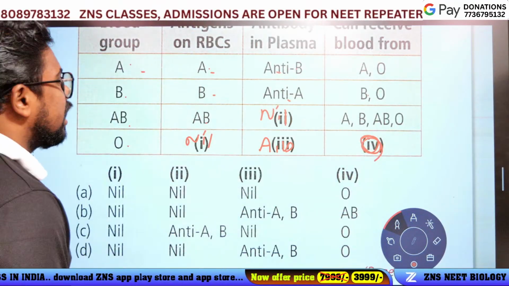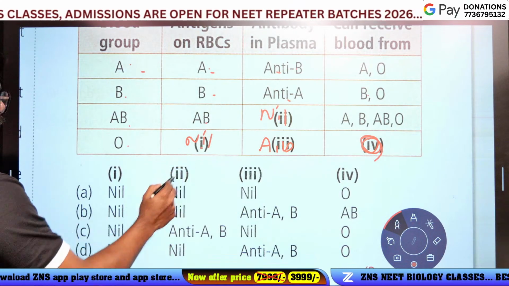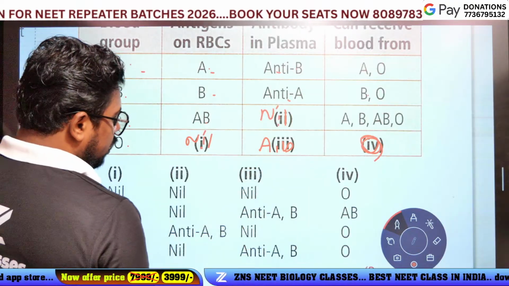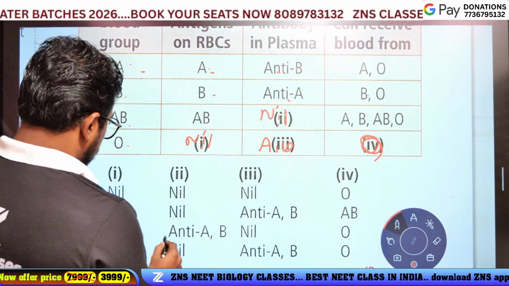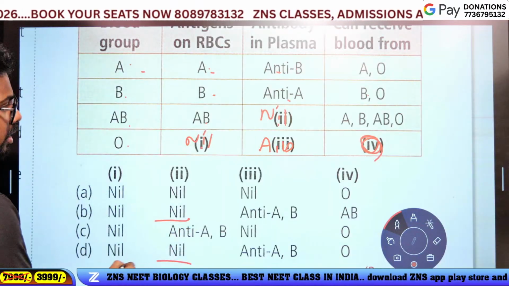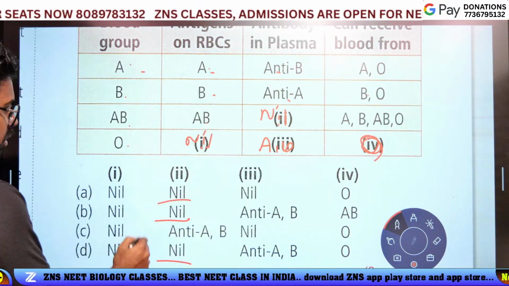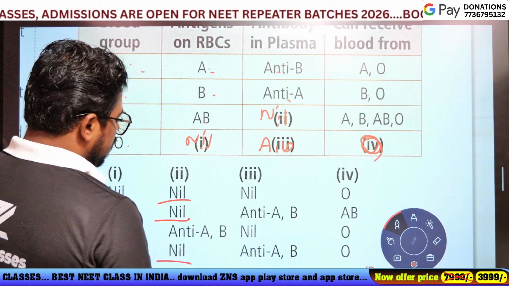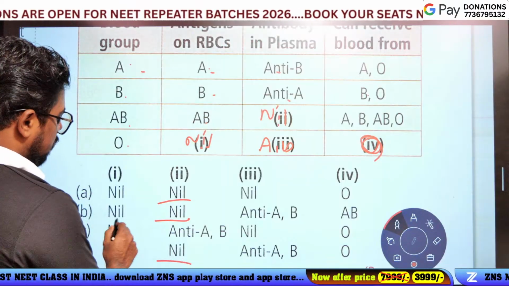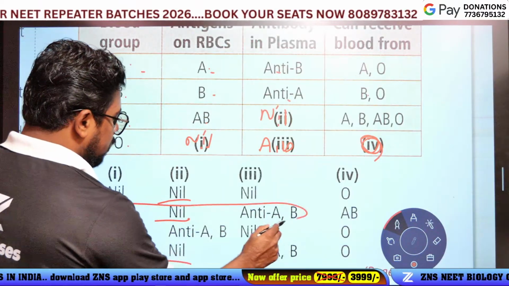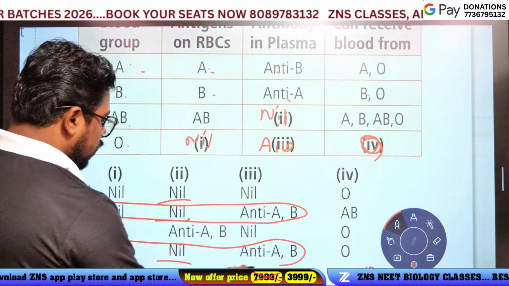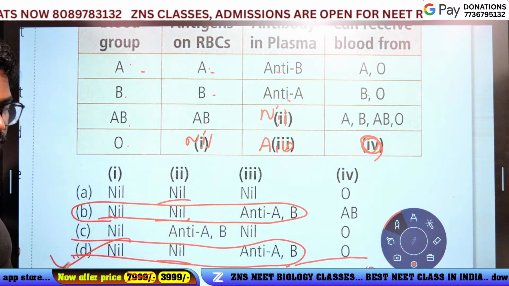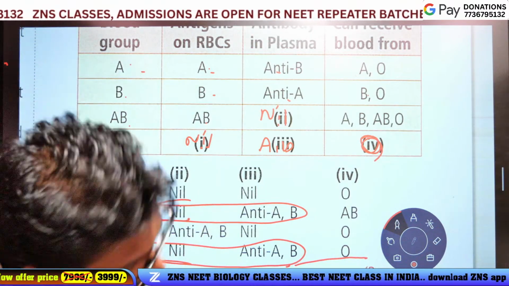Okay guys, fill it. For O, one is nil. All are nil. Two is nil also. Two options are given. Three is anti-AB. Anti-A and anti-B, and only O. Yes, option D is the answer.